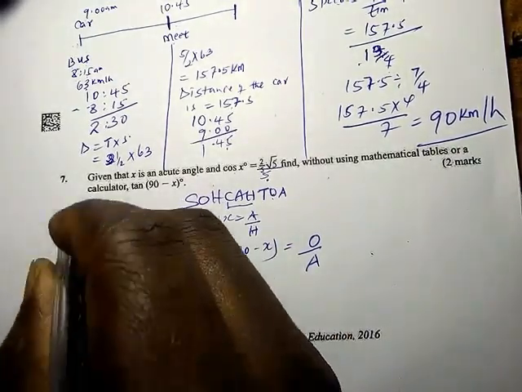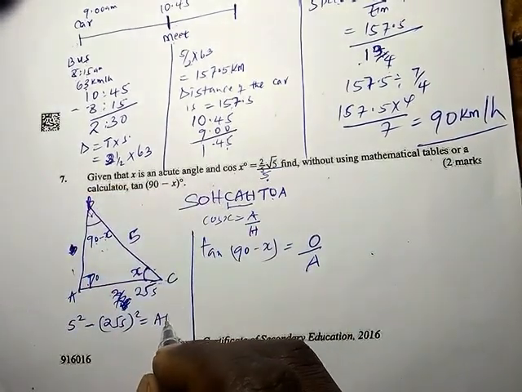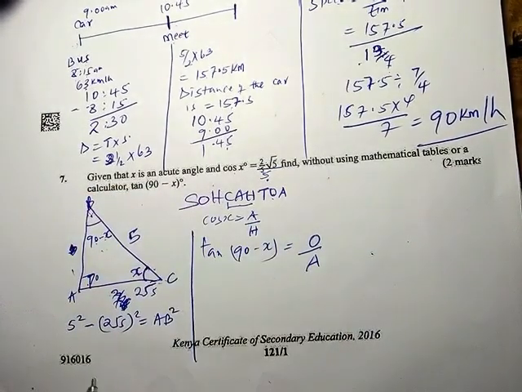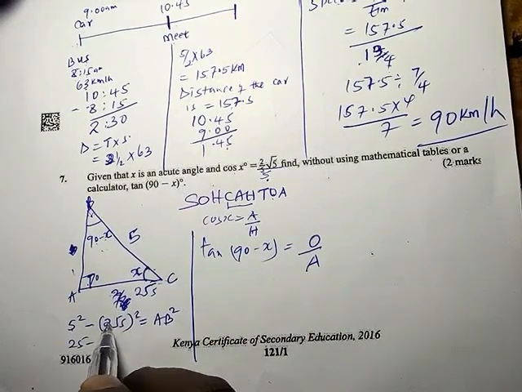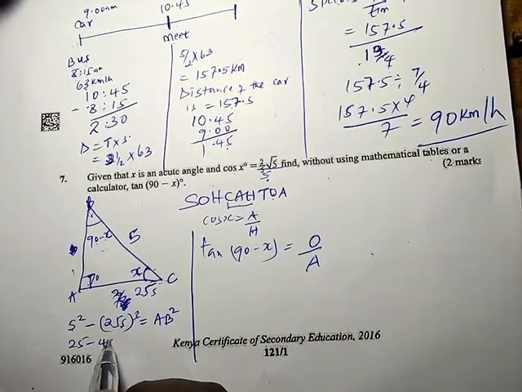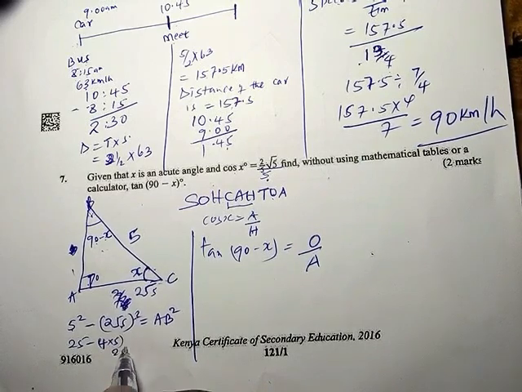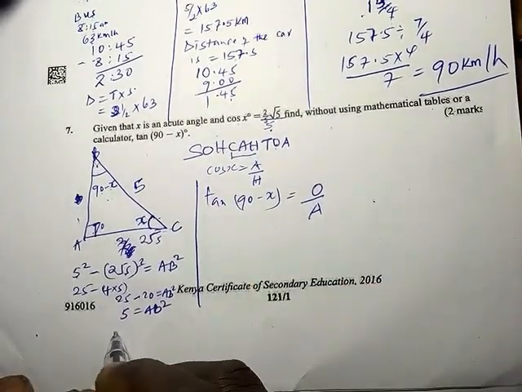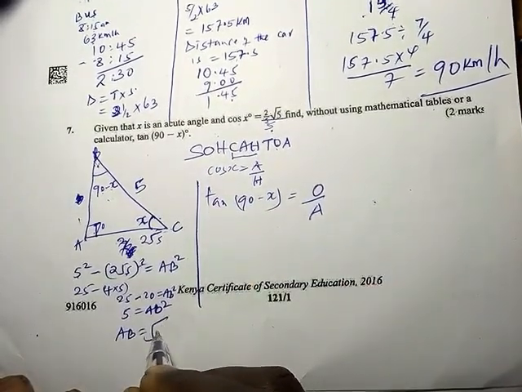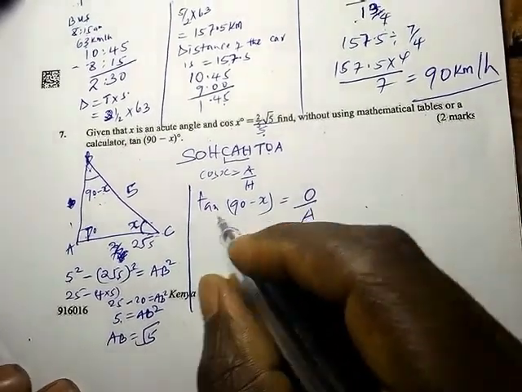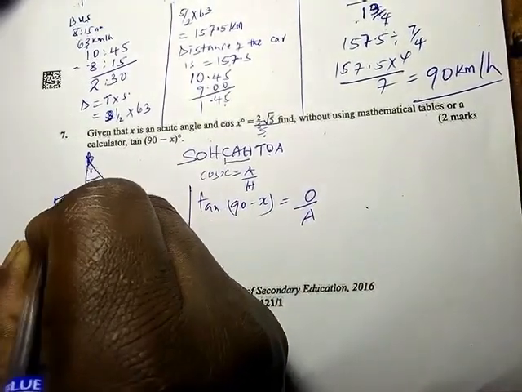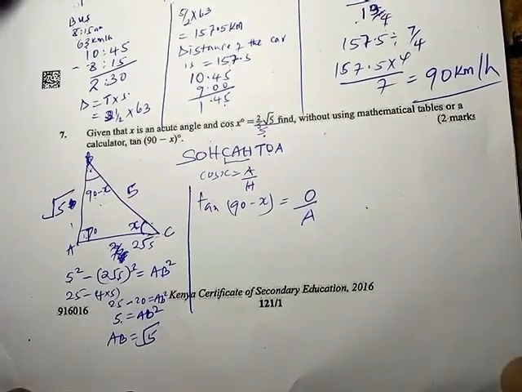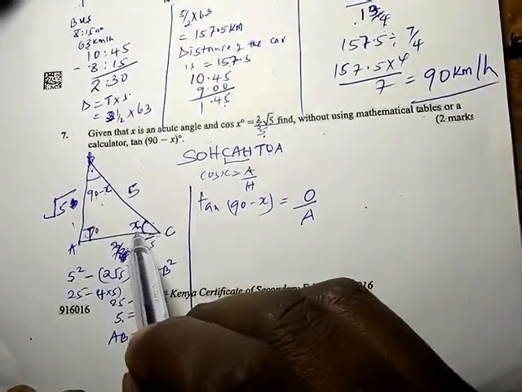So let me call this ABC. That will give me AB squared. This is 25 minus, the square of this is 4, the square of this is going to be 5, so that is 25 minus 20 will be AB squared. So 5 equals AB squared, so AB equals the square root of 5, right? So from here up to here is root 5. By doing this, you have shown that you did not use a calculator.